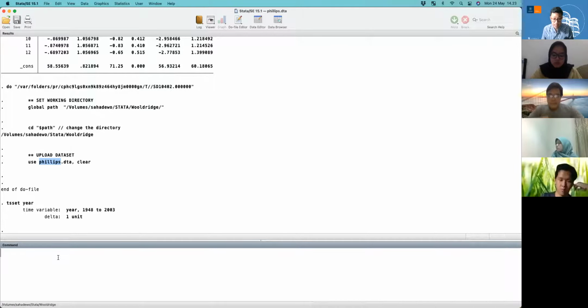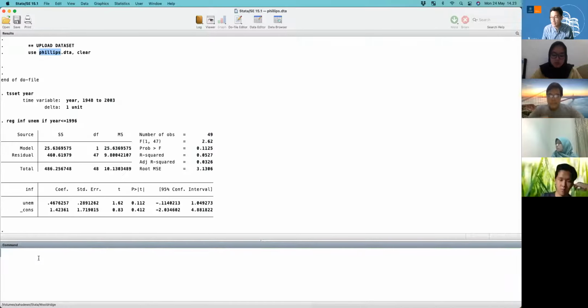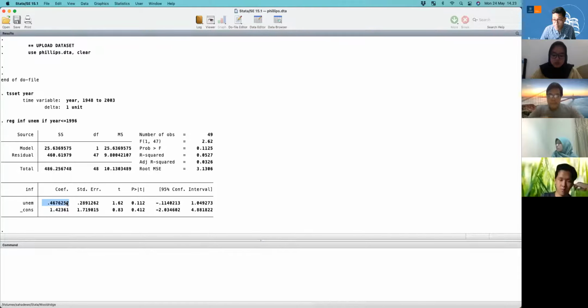Now I'm going to do a static Phillips curve regression. So if I regress inflation on unemployment, if year is less than or equal to 1996, this is the relationship that you get. Okay, so based on the static model, unemployment and inflation have a positive relationship. Does anyone recall, in theory, what's the relationship between inflation and unemployment? Is it positive or is it negative? Anyone recall?